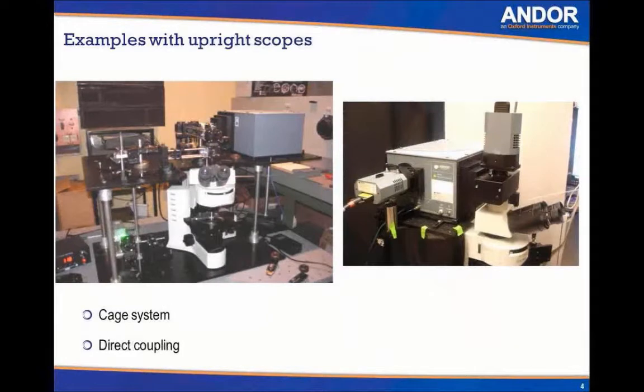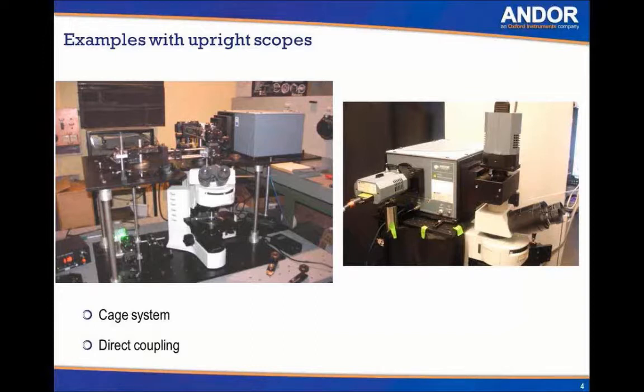Configurations based on upright scopes are relatively easy to set up as well. Here are two examples, one with a cage system on the left, and on the right-hand side, we have direct coupling which incorporates a turning mirror.